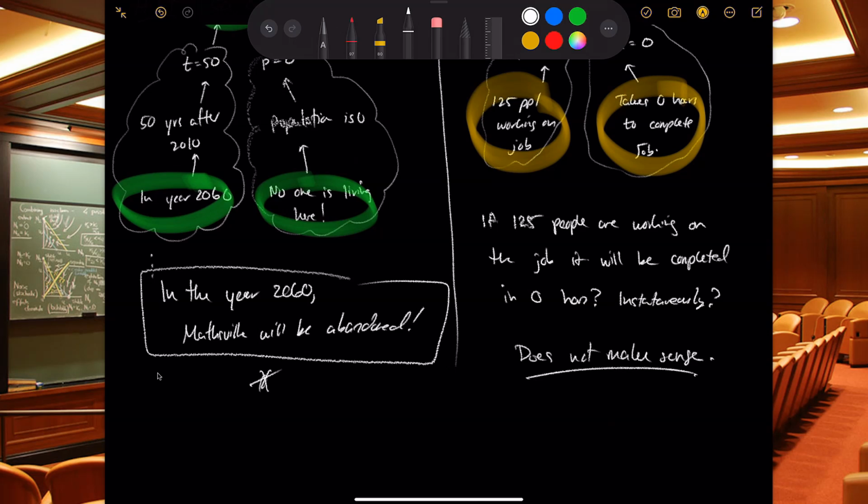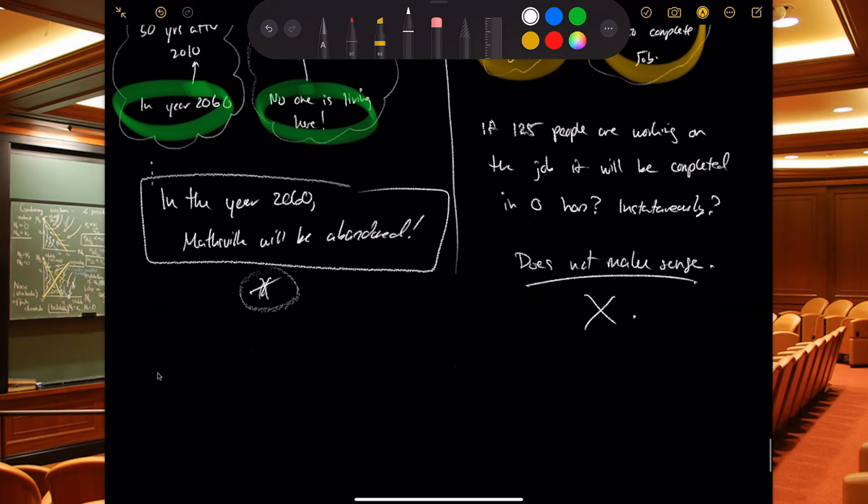Here I didn't even ask if this makes sense because it kind of did. It just kind of rolled off the tongue. It does make intuitive sense. There's going to be no one living there in the year 2060. And you could even make an argument for it. Well, there's probably some people that are going to stick around, but this is what the data supports. Over here, 125 people are working on the job. It'll be completed in 0 time. That doesn't make sense. Of course, there's going to need to be some time spent to complete it. So these are my 2 examples of showing you when interpreting the intercepts makes sense and when it doesn't.